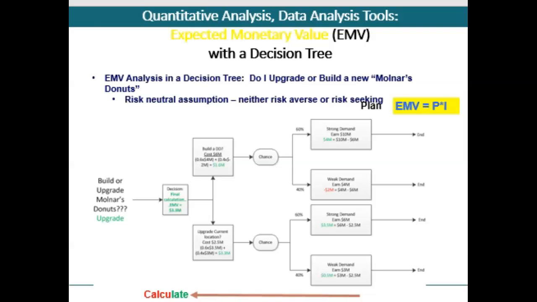Other tools you can use inside are a decision tree, histograms, and a Pareto diagram, which really is just a histogram in rank ordering.